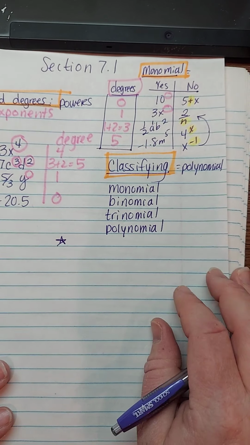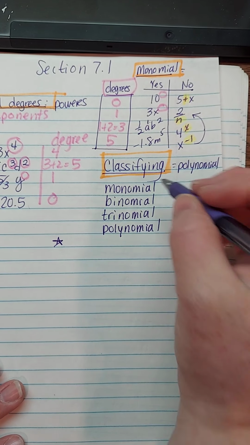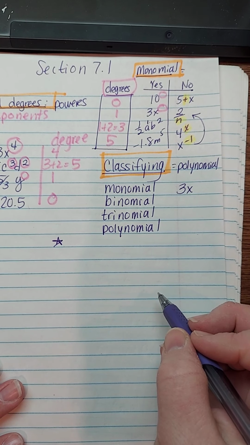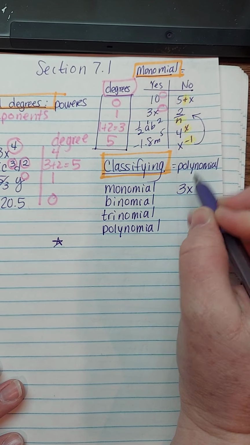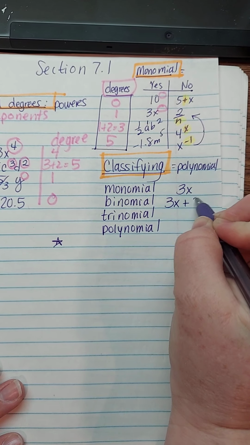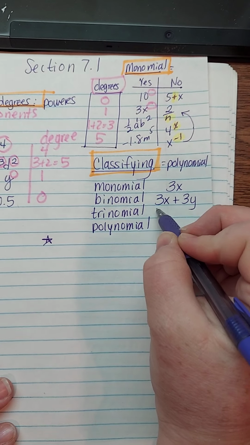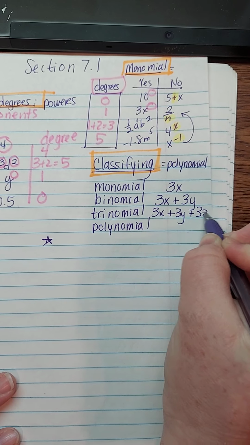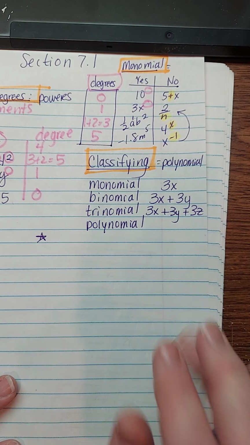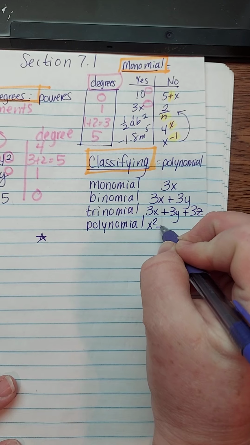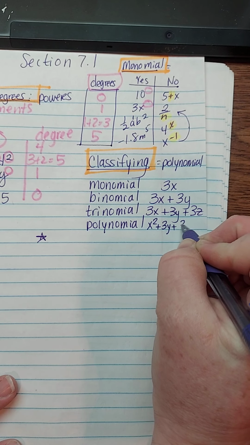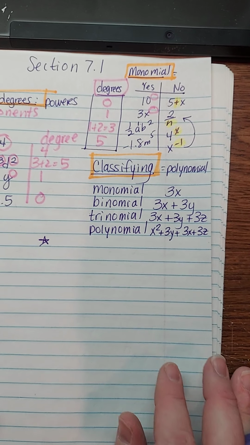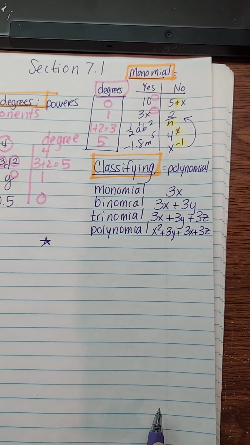Okay, and then I'm going to talk about the rules. So let me give you an example of each. All right, here we go. A monomial, how about this? A binomial would be two terms put together. A trinomial would be three terms. Notice that these are not like terms because I have different variables. And a polynomial would be three or more.